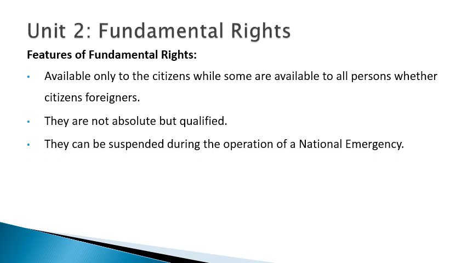After that, the third one: the fundamental rights can be suspended during the operation of national emergency, except the rights guaranteed by Article 20 and 21. Further, the six rights guaranteed by Article 19 can be suspended only when emergency is declared on the grounds of war or external aggression, that is external emergency, and not on the ground of armed rebellion, that is internal emergency. The suspension of fundamental rights during the national emergency is explained in Chapter 15. You will see that.